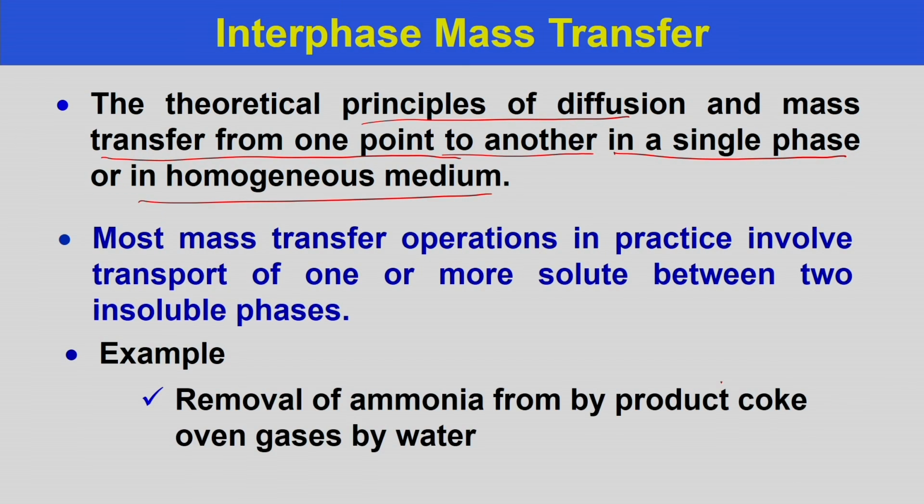For example, if we consider removal of ammonia from a byproduct coke oven gas by water. The coke oven gas contains ammonia, and it has to be removed before it is released to the atmosphere. The best way to remove that component is by contacting the coke oven gas with water, so that the water selectively absorbs ammonia and basically forms ammonium hydroxide, and the affinity of ammonia in water is quite high.